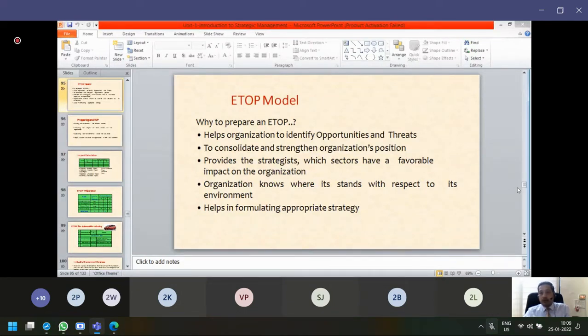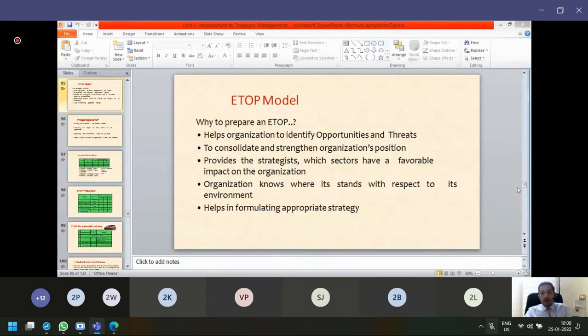So if we understand what those opportunities and threats in the surrounding environment are, it will help us to prepare in advance to grab those opportunities and to cope with those threats. And therefore, it will help strengthen the company's position in the market. Also, it shows the strategist which sectors have a favorable impact on the organization. So by analyzing this environment, we can understand which of these factors, or what are the different sectors in the environment, can have a positive or favorable impact on the organization's operations.